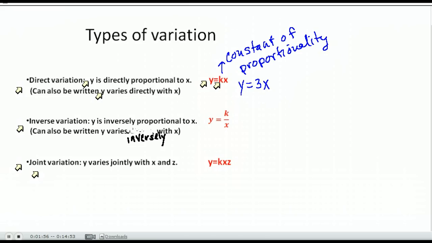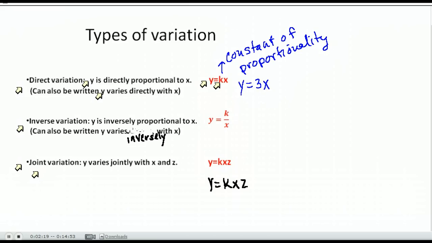And finally, joint variation is when you have more than one factor that's being multiplied. Okay, so y varies jointly with x and z means we have two different factors that are coming into play in the problem. Okay, so something might depend on your weight and your height, so you would need two factors there that are both multiplied.